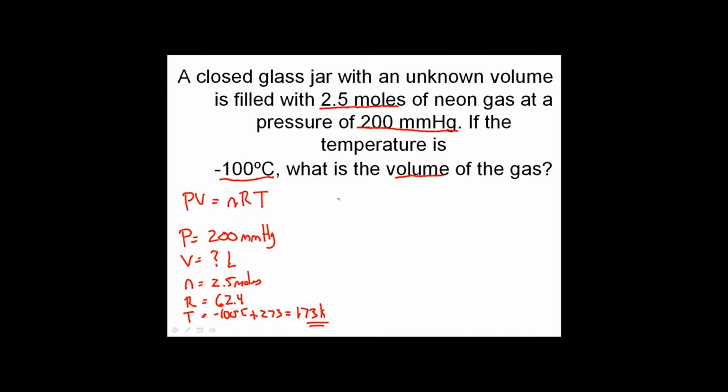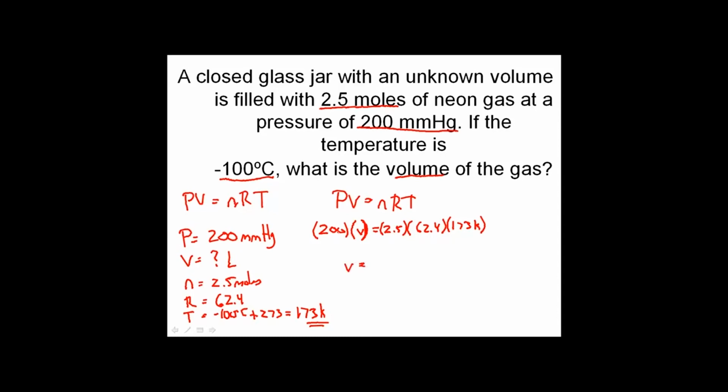So let's go ahead, guys, and plug and chug. That means let's plug our numbers in. We have PV equals nRT. When I go ahead and start plugging these guys in, we'll end up having the 200 millimeters of mercury right here. The volume is what we're solving for. Excuse me for that little line there, it should be a curve. The number of moles was expressed as 2.5. The R value I chose was 62.4. And lastly, the temperature is 173 kelvins.